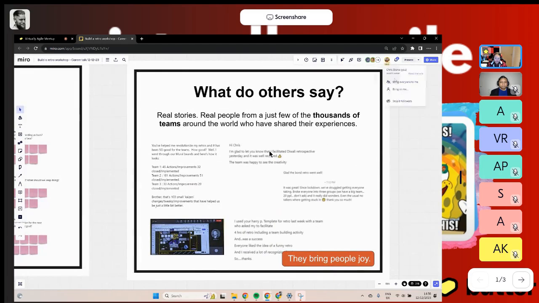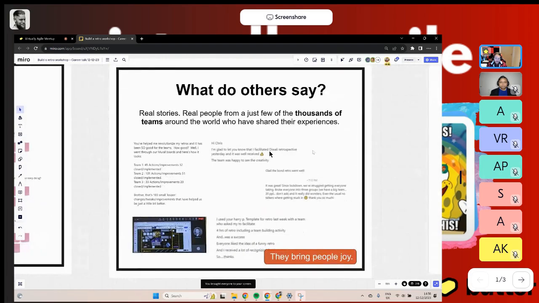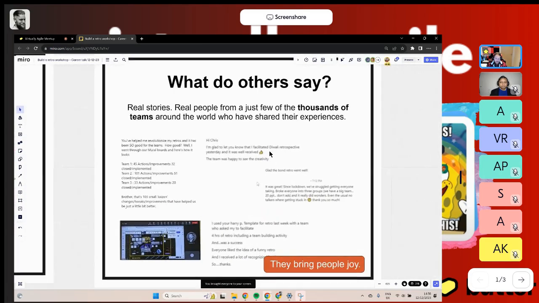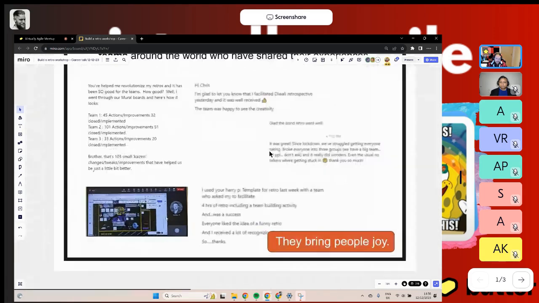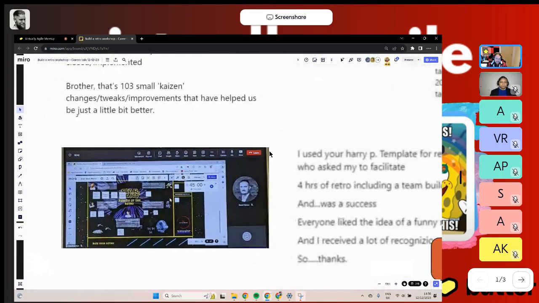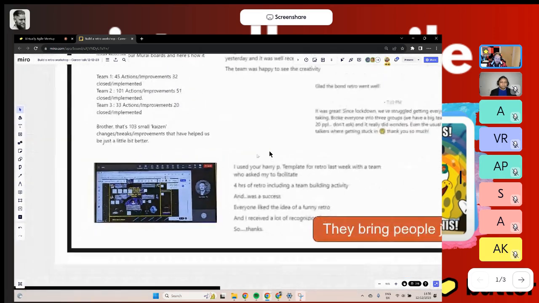I get messages like this from people all over the world, thousands of them sharing their experiences. This one on the left is from a friend of mine, John Roby. He said I'd helped revolutionize his retros, and he showed some data. So 103 small Kaizen improvements that help them be a little bit better. My friend, someone I trained called David Stelzer, shared when he was using the Star Wars retrospective with his team and the consequence of that.